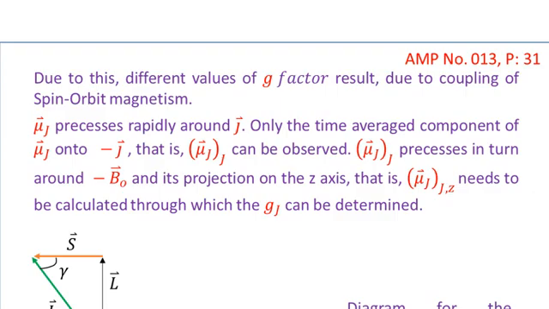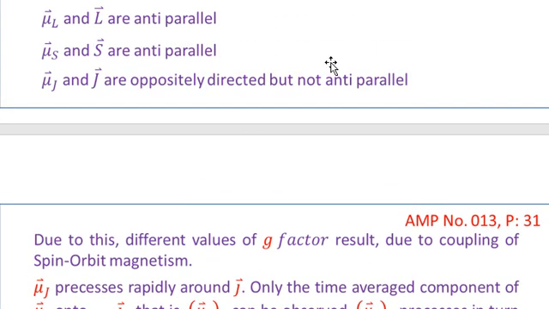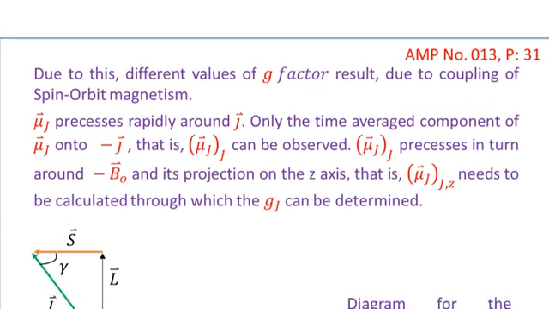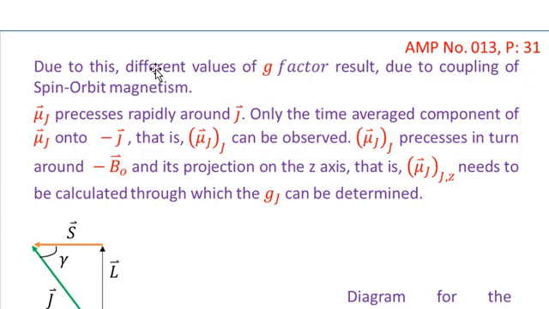So you see that since mu J and J are oppositely directed, but they are not antiparallel, that's why the value of the Lande g factor will be different from state to state, as we have seen for the sodium D1 line and for the sodium D2 lines. Due to this, different values of g factor result due to the coupling of the spin orbit magnetism. Mu J precesses rapidly about J. This is what I have discussed.